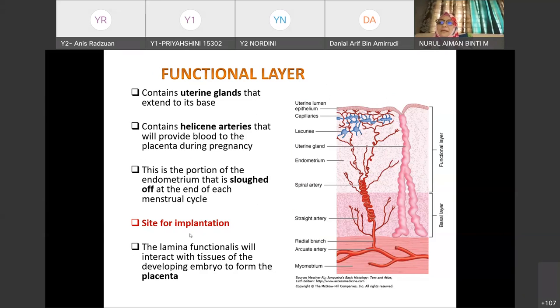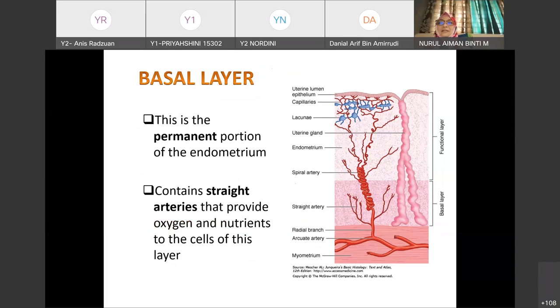So, the site for implantation is the functional layer. Implantation will occur here and the embryo will be implanted here. So, the lamina functionalis will interact with the tissue of the embryo to form the placenta. That is going to be taught by me in fetus and placenta, next week, okay?